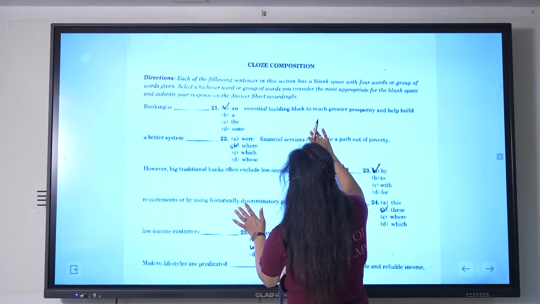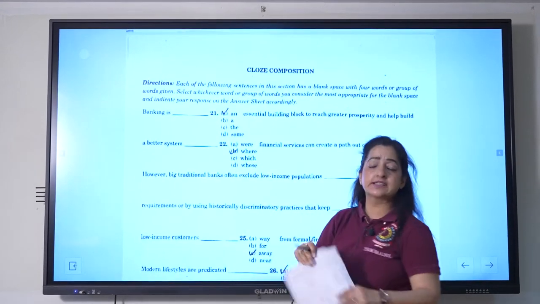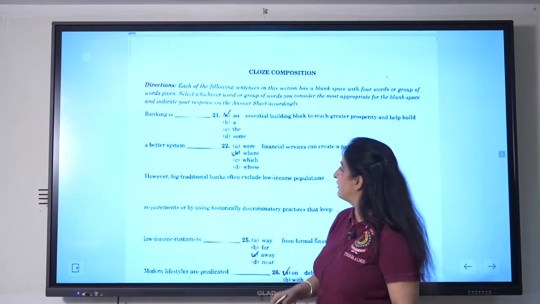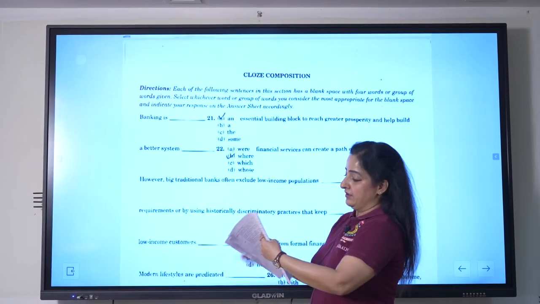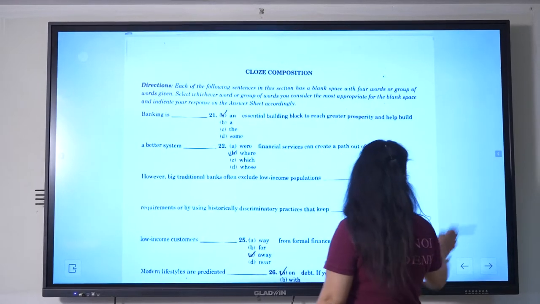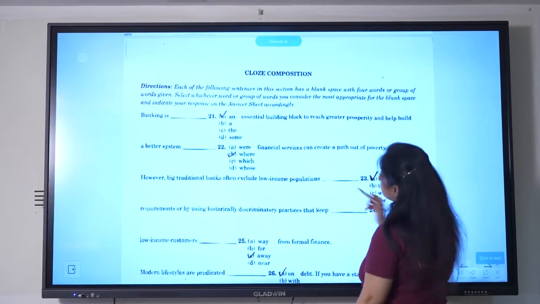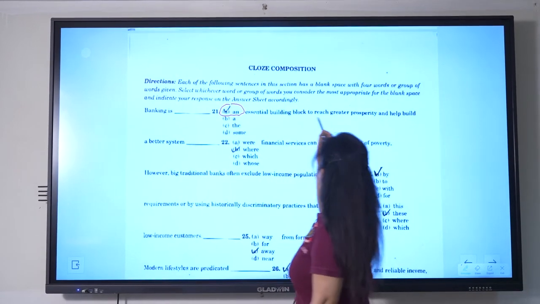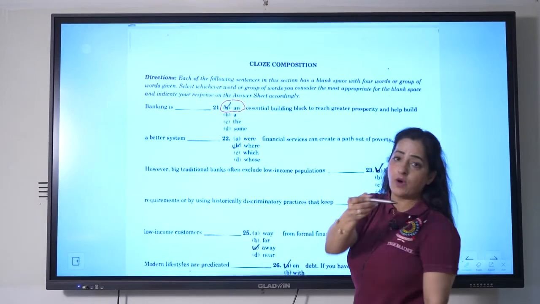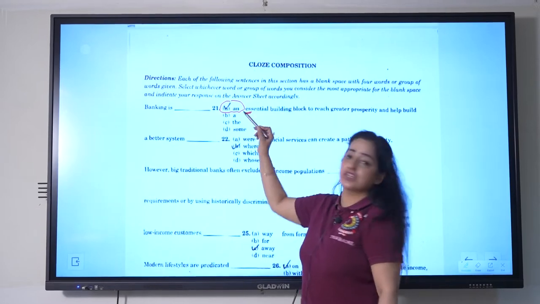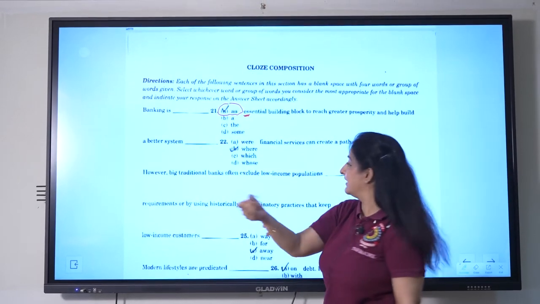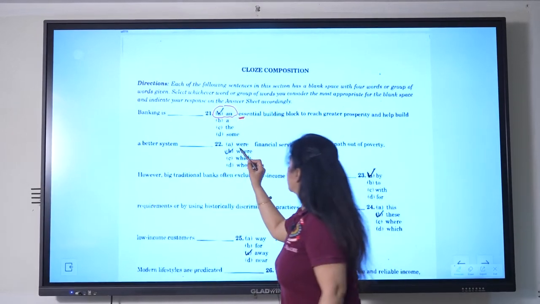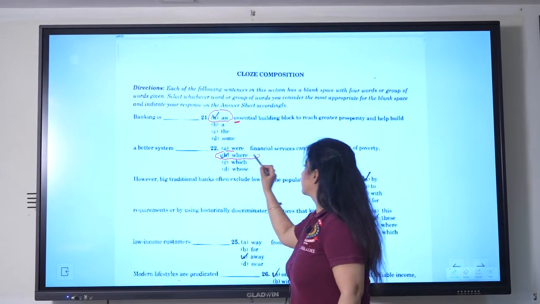All right, as you notice here, it is close composition and 10 fill in the blanks, passage with fill ups. Banking is an essential building block to reach greater prosperity. Why an? Essential, vowel sound, therefore an. Then, and help build a better system. Correct answer of 22 is Bravo.